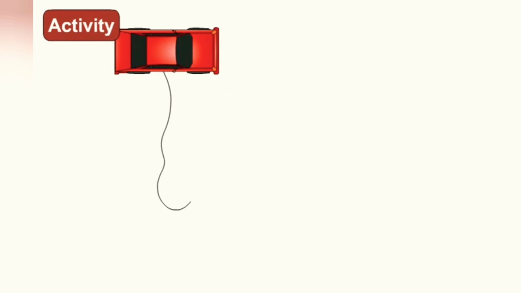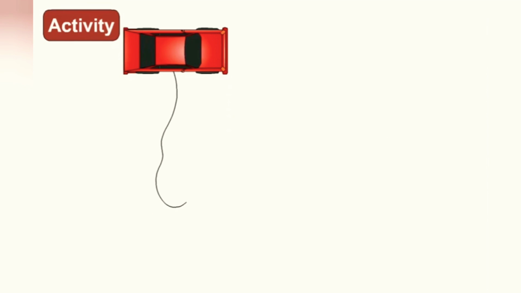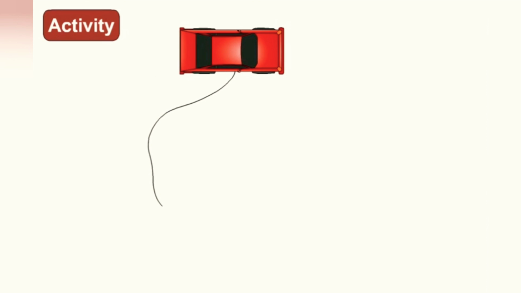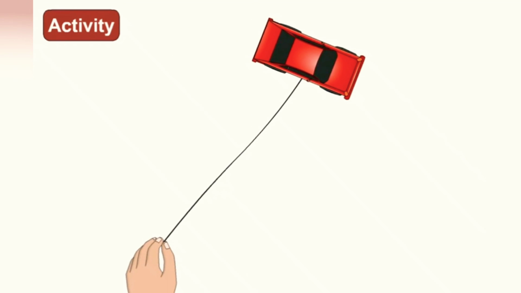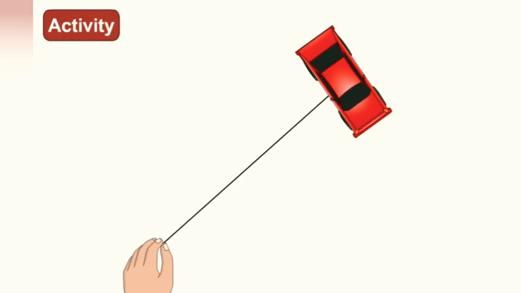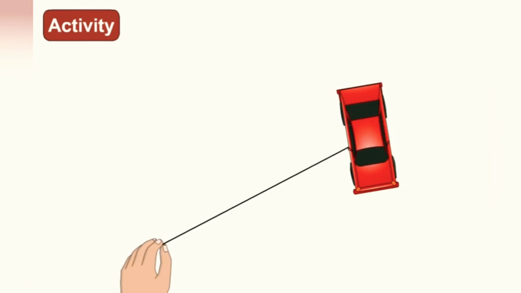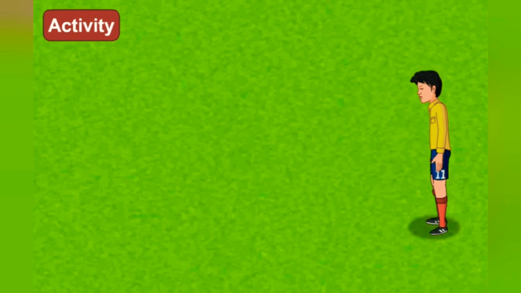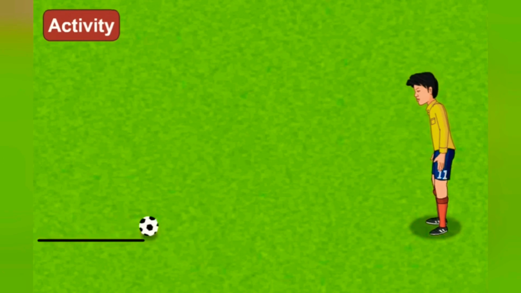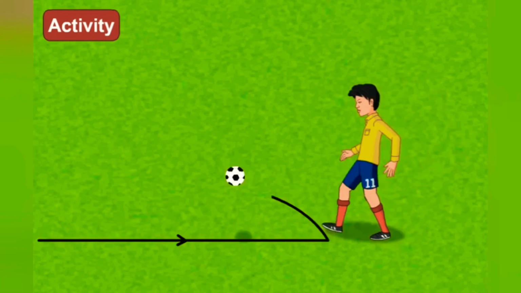Allow the toy car to move on the floor. It moves straight when it is in motion. Now, pull the spring towards you, as in the figure. Does the direction of motion of the car change? It does. Similarly, when a football player strikes the moving ball in another direction, the ball changes its direction.